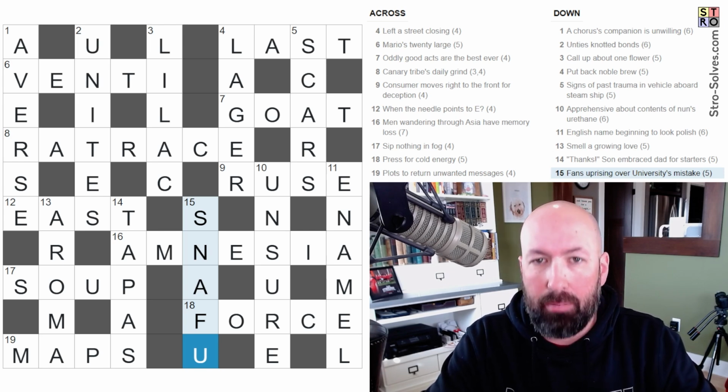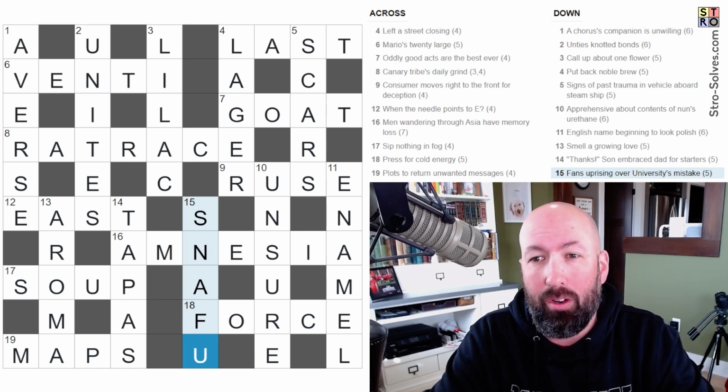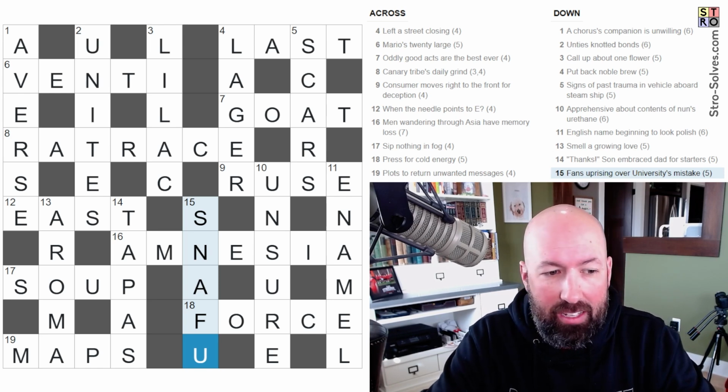Hopefully that helped explain some of them if you were unfamiliar. If you've never done a cryptic crossword before, hopefully you were able to follow my explanations and that made at least a little bit of sense.